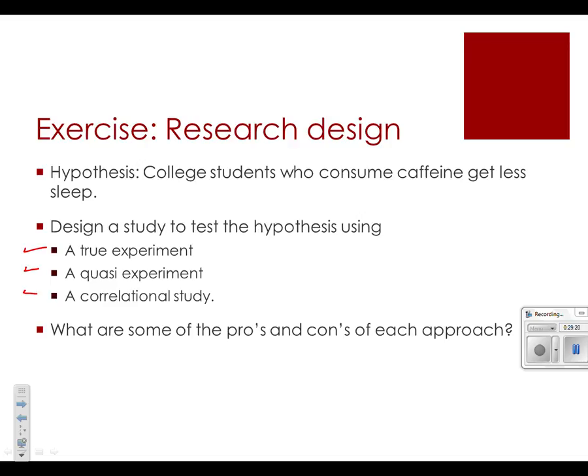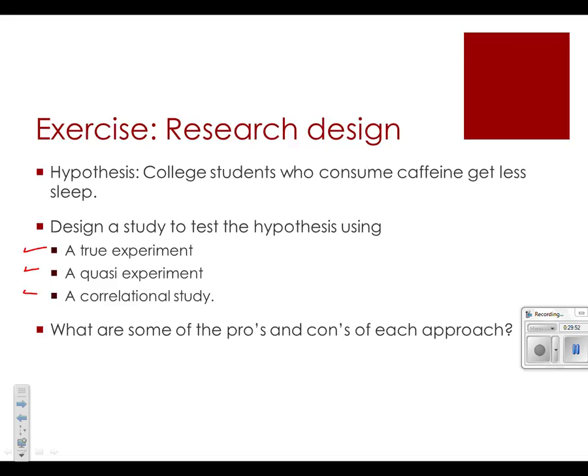So, if you were going to do a true experiment, you would have to randomly assign some people to take caffeine and some people not to take caffeine for some period of time, at least one day, ideally more. So you would have to recruit a bunch of participants, randomly assign them to one of two groups, give one group caffeine, give one group a placebo without letting them know who is getting what.